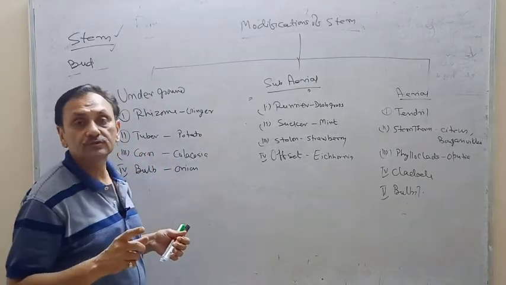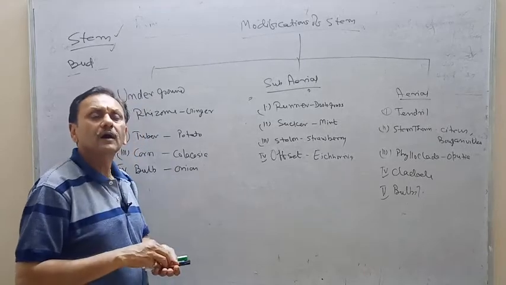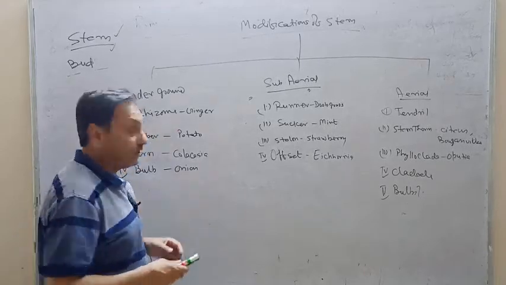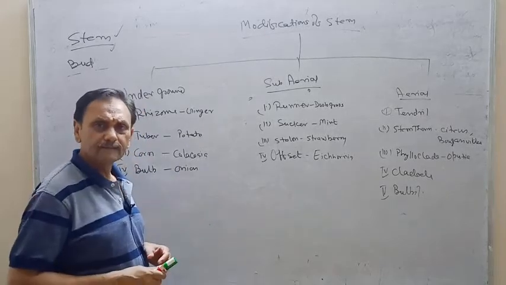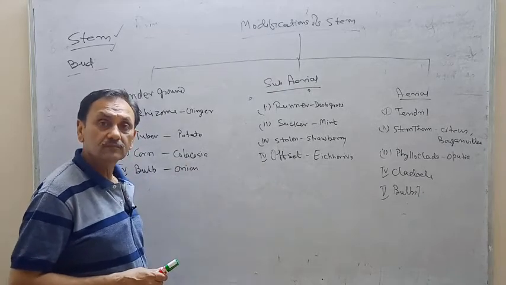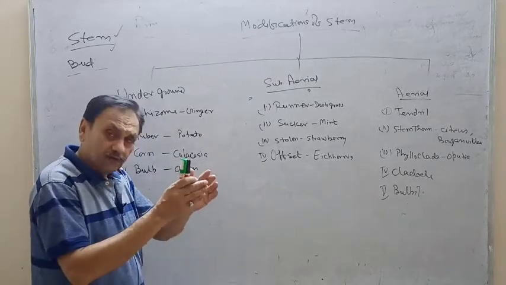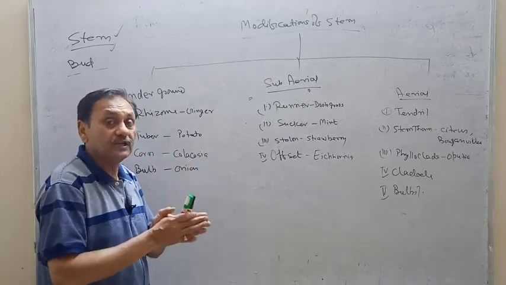But it should be there that the particular stem must have nodes and internodes. If nodes and internodes are not present and it is inside the soil, inside the ground, then that is not a stem, that is a part of the root, just like in the case of sweet potato. That is also a modified root. They are responsible for retaining food materials.